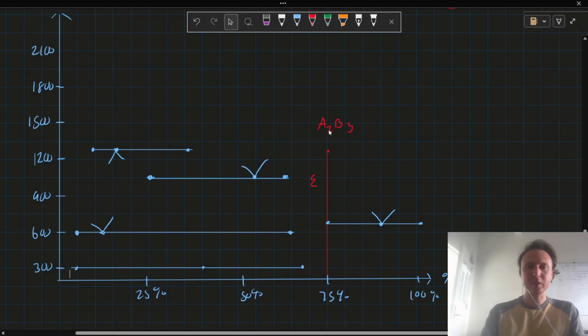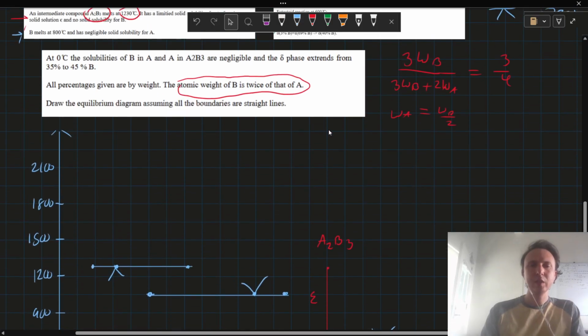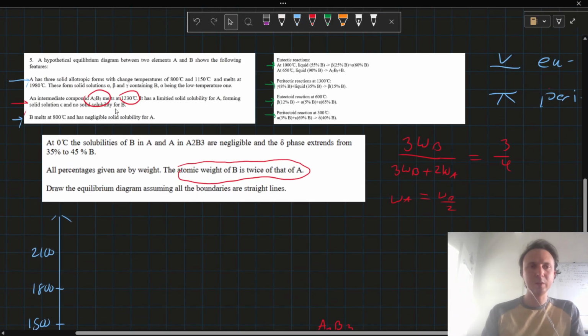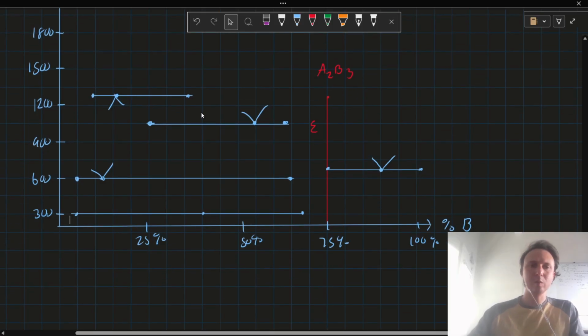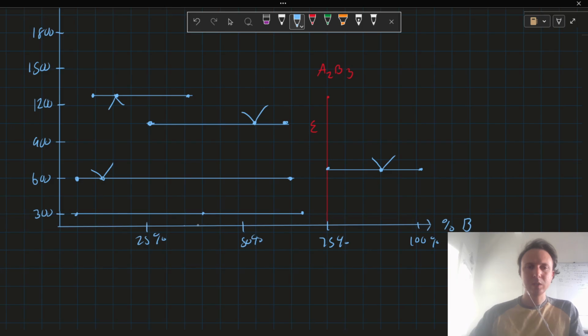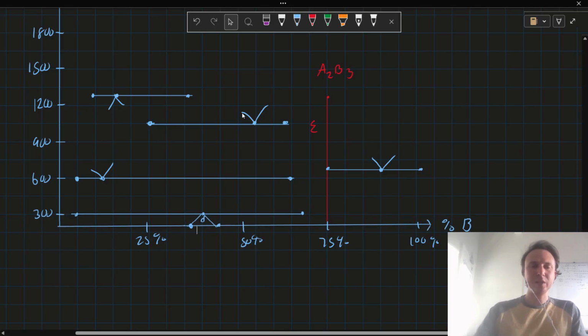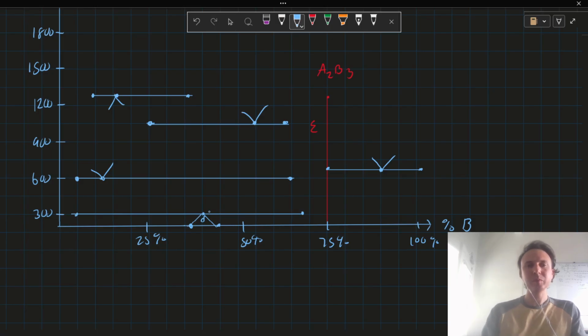So the other thing we can start to do now, okay, we can start filling in all of these actual phases. So we have that the delta phase is from 35% to 45% B. So we can fill it in right here. I'll call this 35 and this 45. And this isn't going to be to scale at all because I did not scale this well, but that's delta phase. Okay, and so then this is our peritectic point.